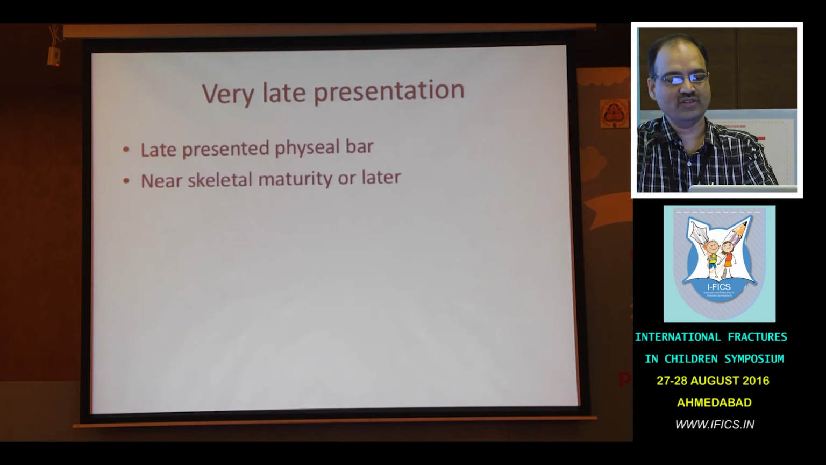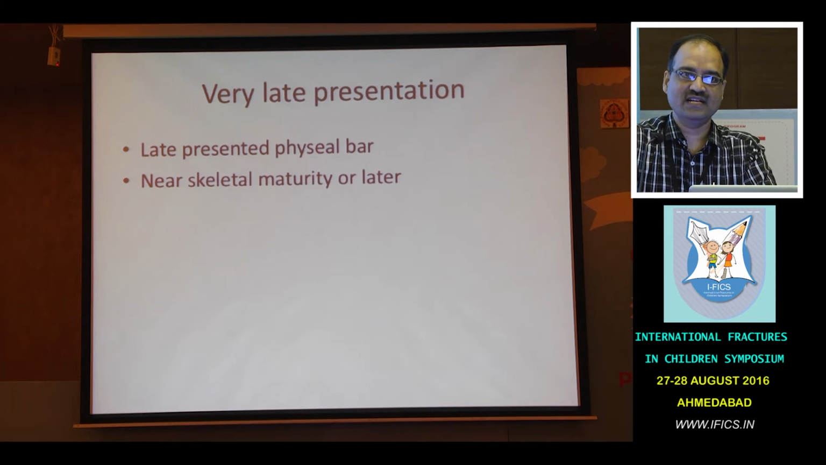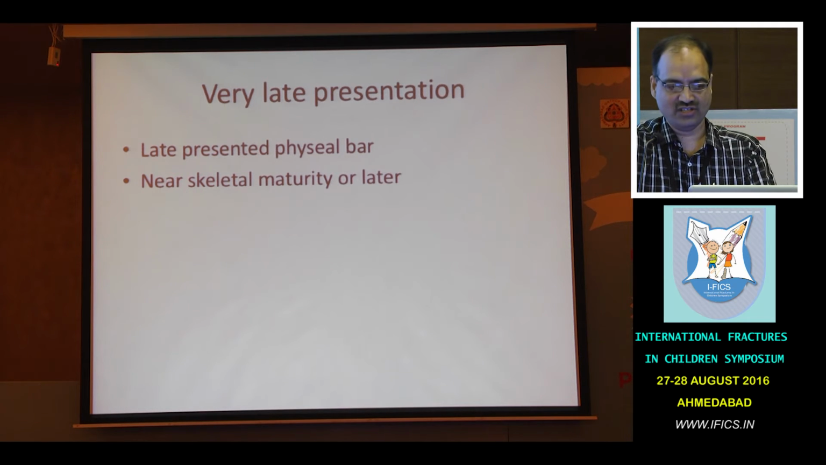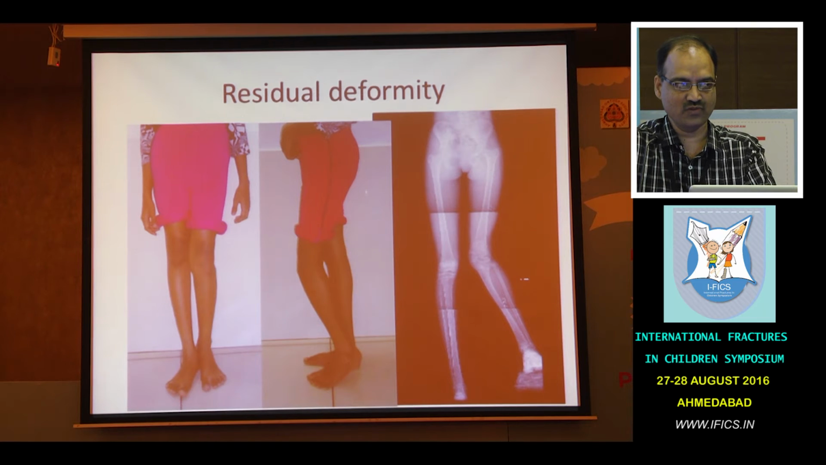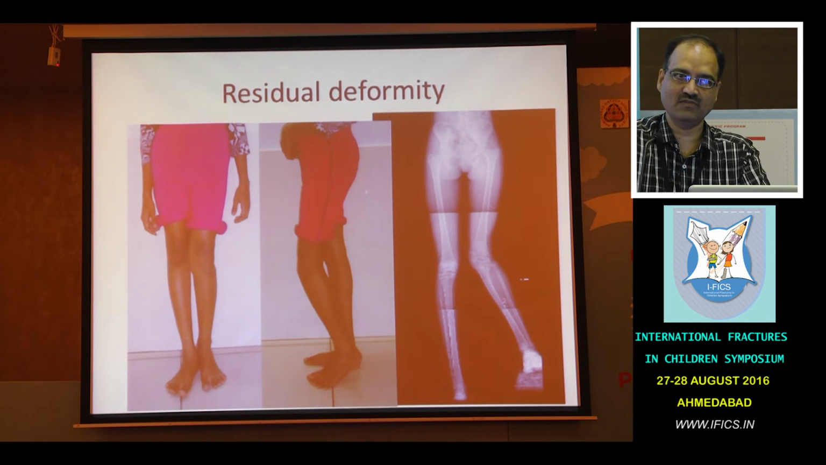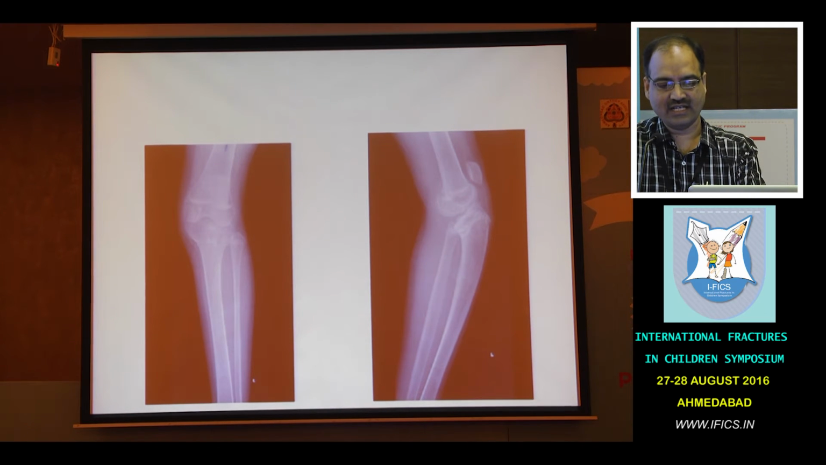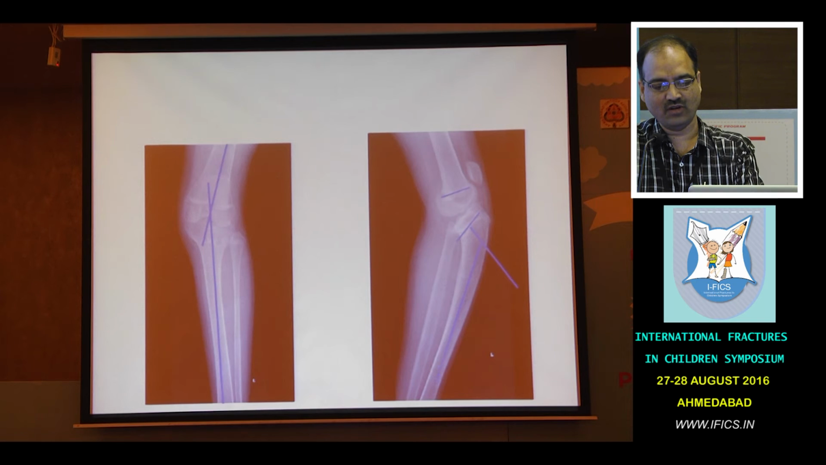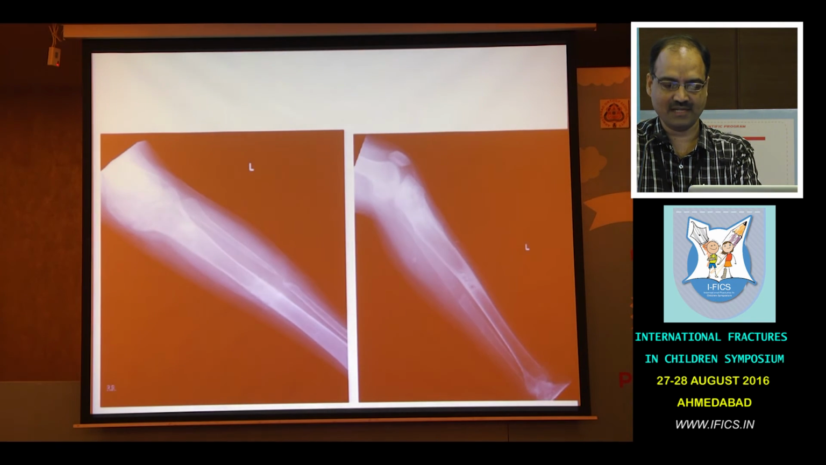What do we do for very late presentation? In late presentation, the physeal injury is missed and presented near skeletal maturity or just after skeletal maturity. The physis is almost fused with complex deformity with valgus and procurvatum deformity. Then you can correct by the basic principle: do only the correction of the deformity and the lengthening, whatever is required for the limb length discrepancy.